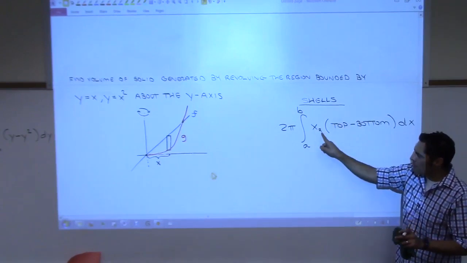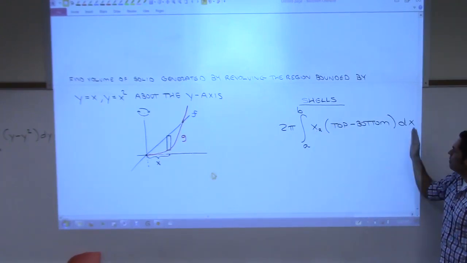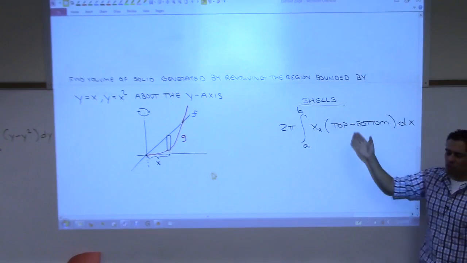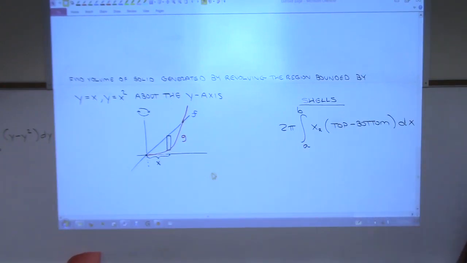Which I said I'm going to clarify the subscript r in a minute. And then dx was always in the formula, and then 2 pi always comes out. All right, let's revisit this problem now.